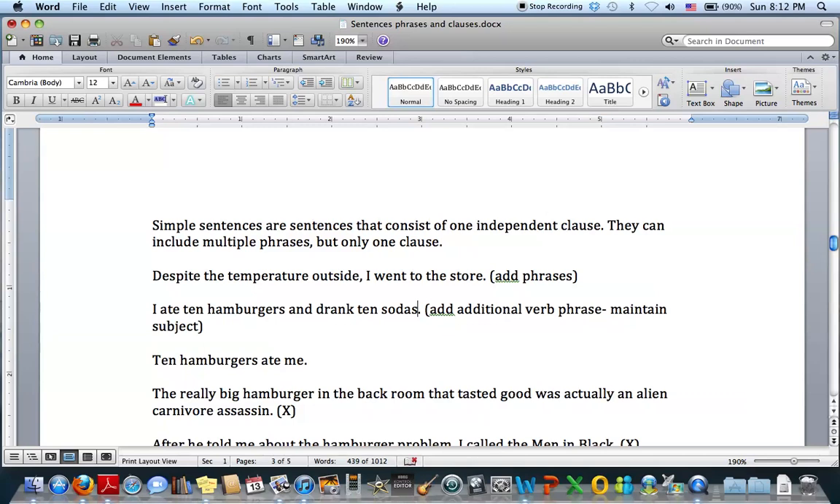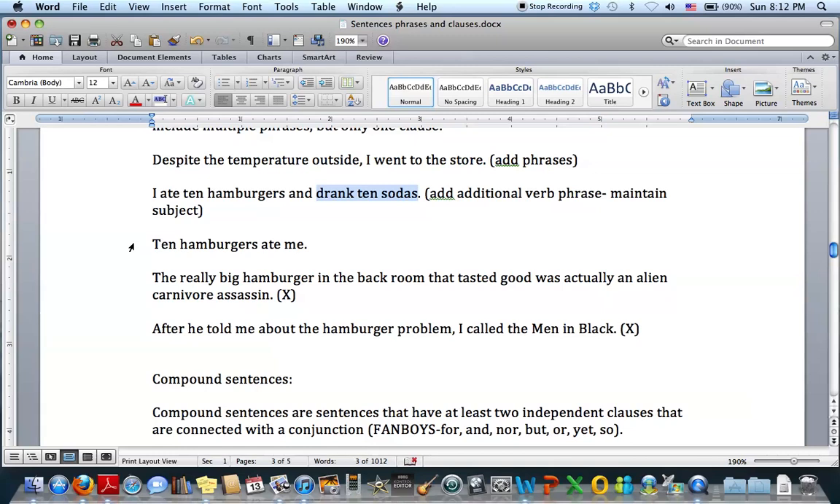The reason for that is, even though you're looking at it and saying, wait, there are two things happening here, eating 10 hamburgers, drinking 10 sodas, they both have the same subject. Because of that, this one right here is actually just a phrase. It's not a clause on its own. So this counts as a simple sentence as well. Same deal: 10 hamburgers ate me. Well, let's just leave this alone.